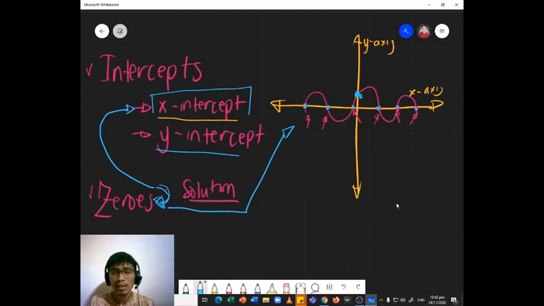Most especially, this is not only used in rational functions. It is widely used in other functions and other graphs. So I want you to familiarize yourself with this. I want you to put in your mind what these things are all about.